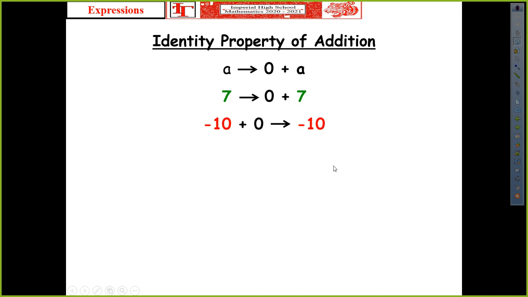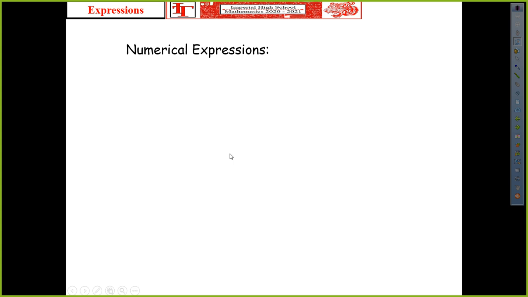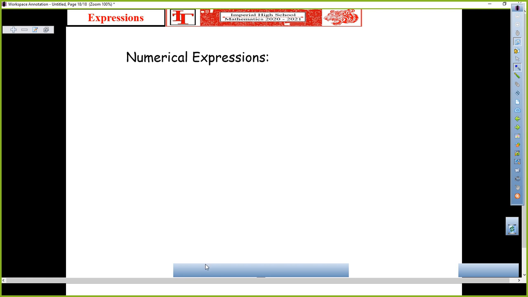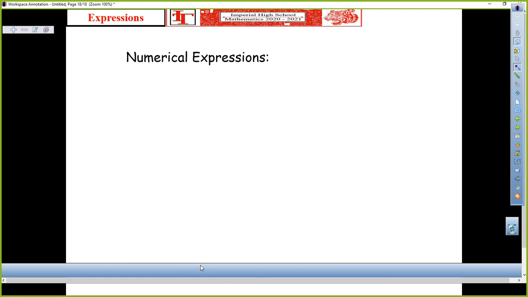Okay, so from there I introduced numerical expressions and I just showed you how to do simple stuff. Today I'm going to elaborate more on that. So copy this on your paper, example 1. Right now we're going to focus on numerical expressions. Here we go. Example 1. Negative 9 plus 13.